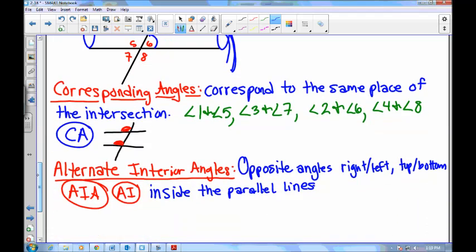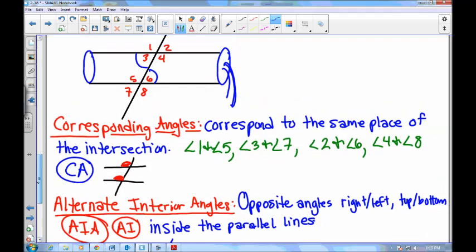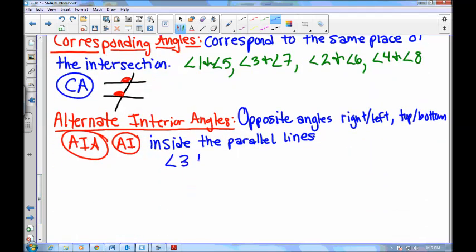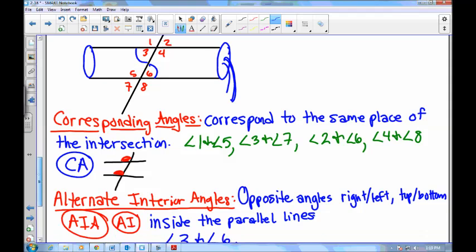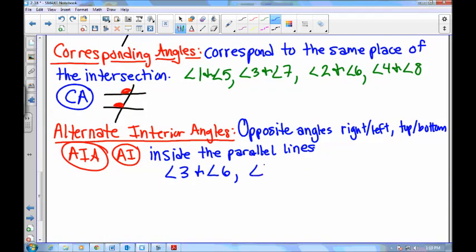So let's write that down. We have angle 3 and angle 6. Is there another pair of alternate interior? 4 and 5. Good. 4 is top right, 5 is bottom left. So yes, angle 4 and angle 5.